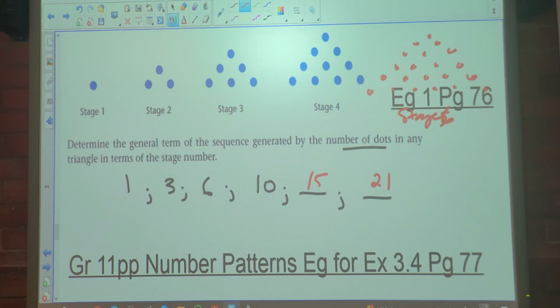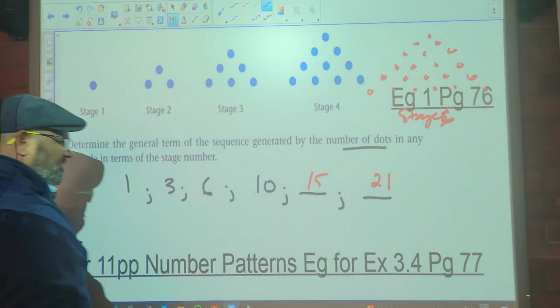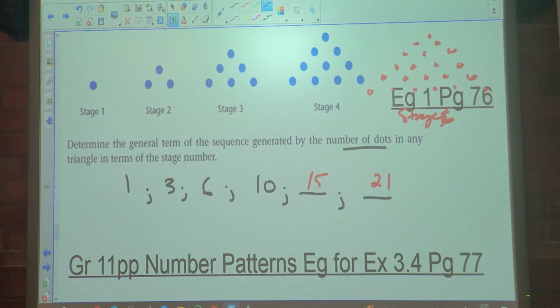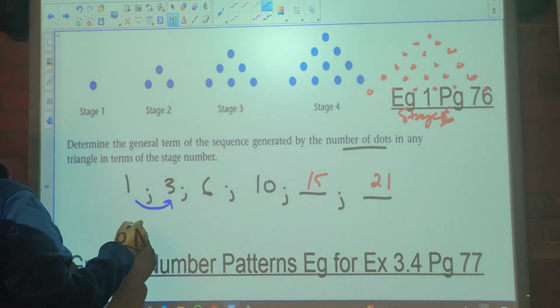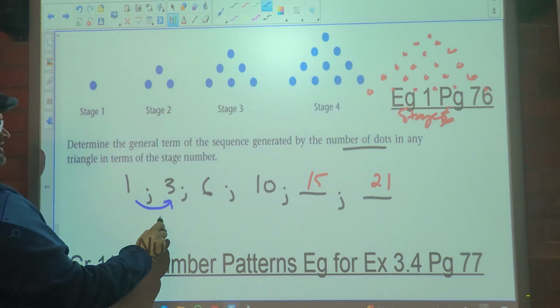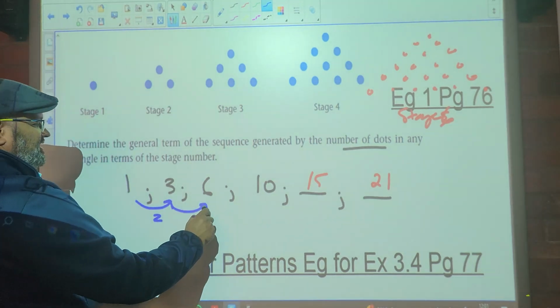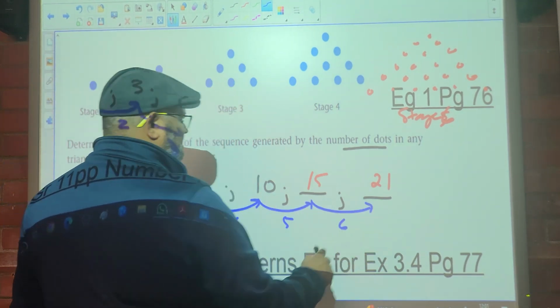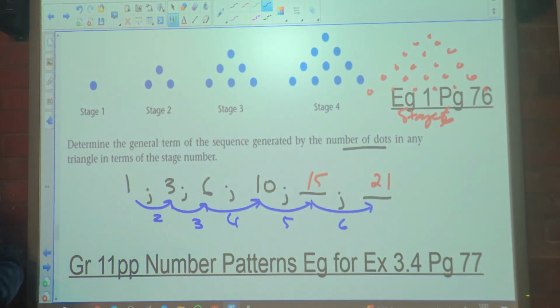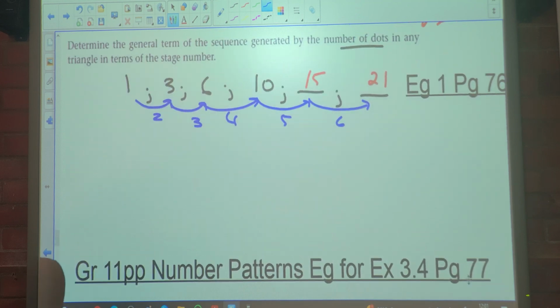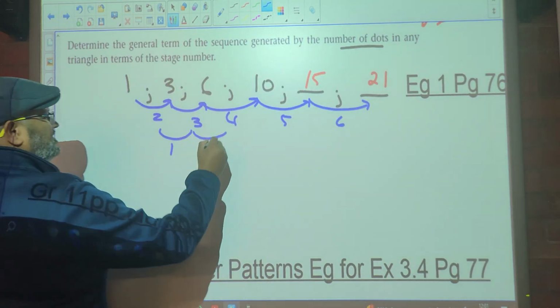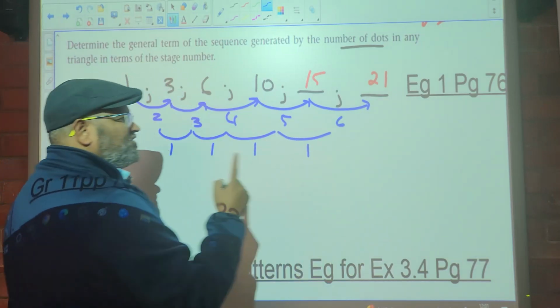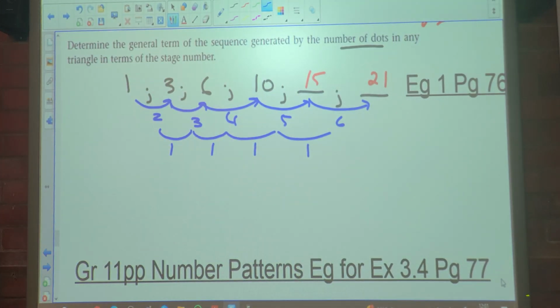If they ask you to work out the general term, we must check our differences. We have a difference line. So how do I move from one term to the next? 3 minus 1 is 2. 6 minus 3 is 3. Then 4, 5, 6. Is this a constant first difference? No. So what do I see here? 1, 1, 1. So it has a constant second difference. So it makes this pattern a quadratic pattern.